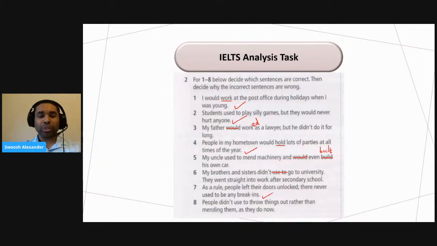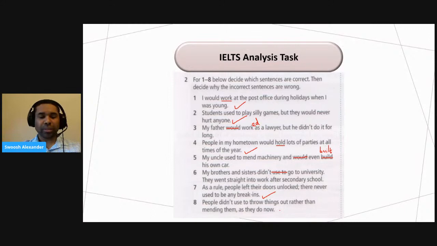So remember, we can use the past simple to refer to a habit as well. It is possible. So as a rule, people left their doors unlocked. There never used to be any break-ins is correct as well, because it refers to the same situation, a continuous period. So we can use used to. And finally, number 8, people didn't used to throw things out rather than mending them as they do now.